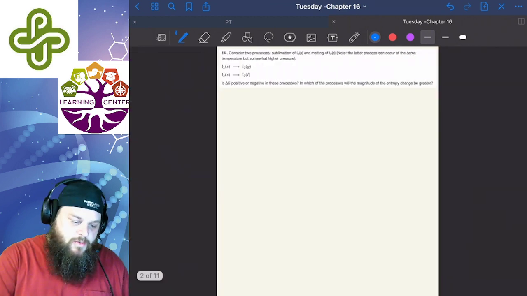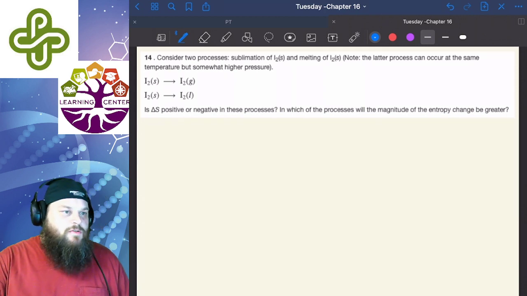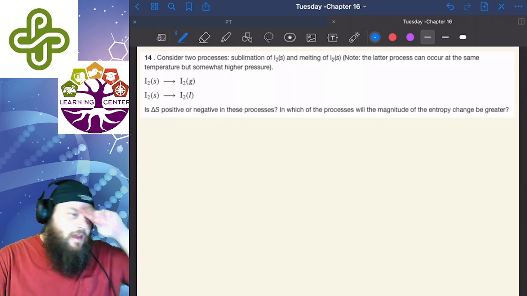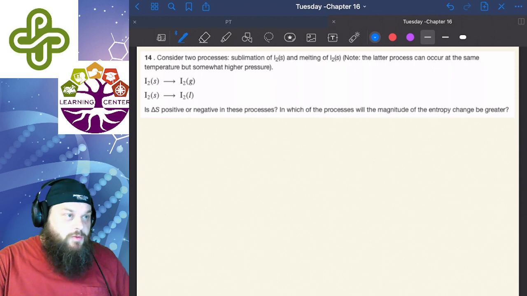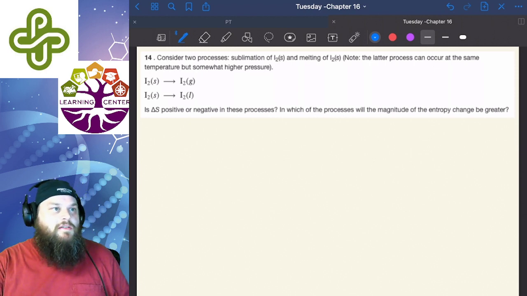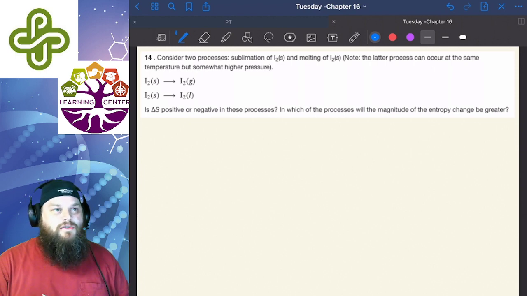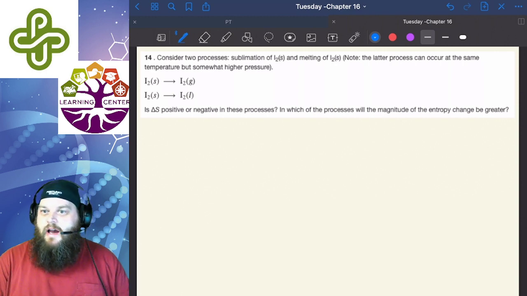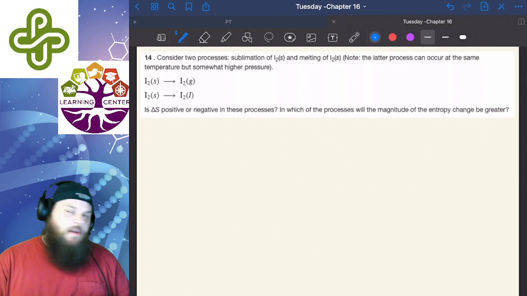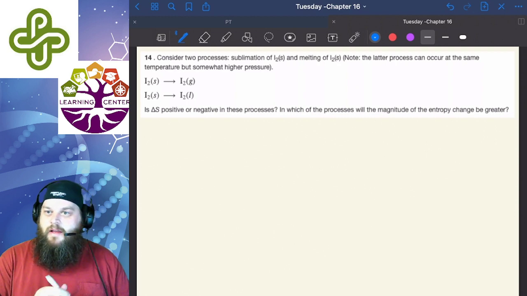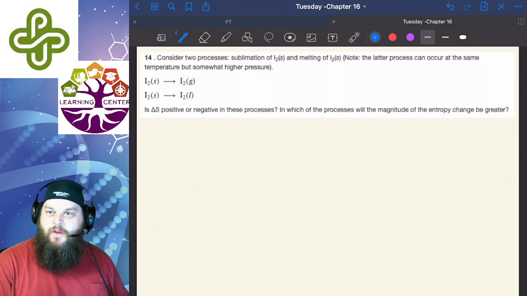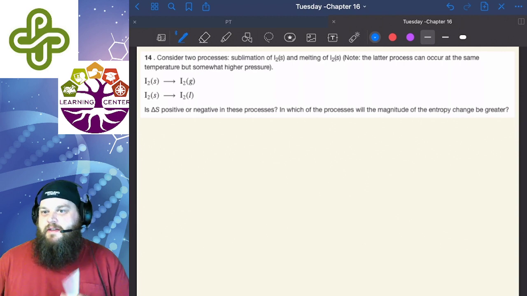All right, let's go on to number 14, which is also dealing with entropy. And this one is a bit more of a conceptual problem. We want to consider the two processes, sublimation of I2 solid and melting of I2 solid. So that's I2, which is iodine, like diiodine, a solid form at room temperature for the most part. It can sublimate into a gas, which just transfers straight to a gas, skipping the liquid phase, or it can go from a solid phase into a liquid phase, depending on the temperature that's involved with it.